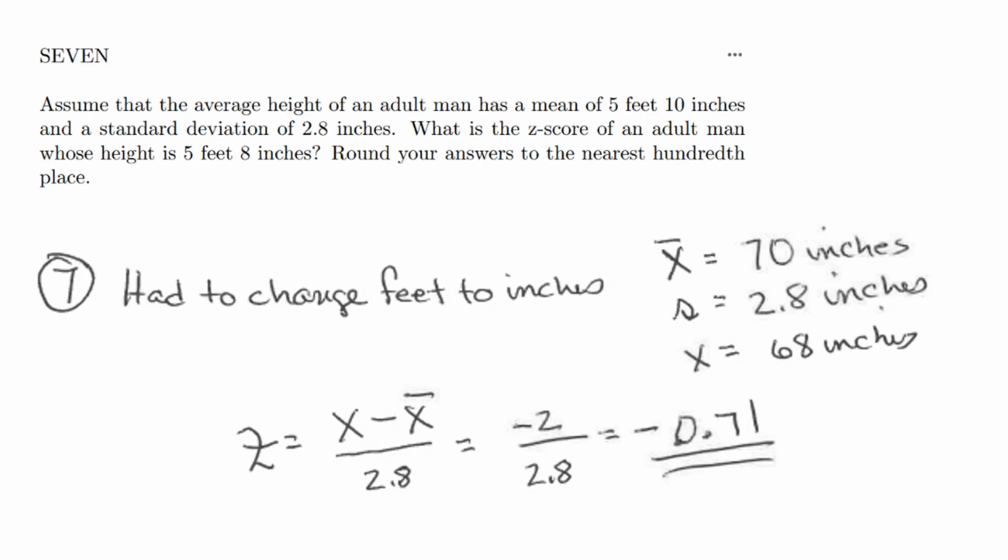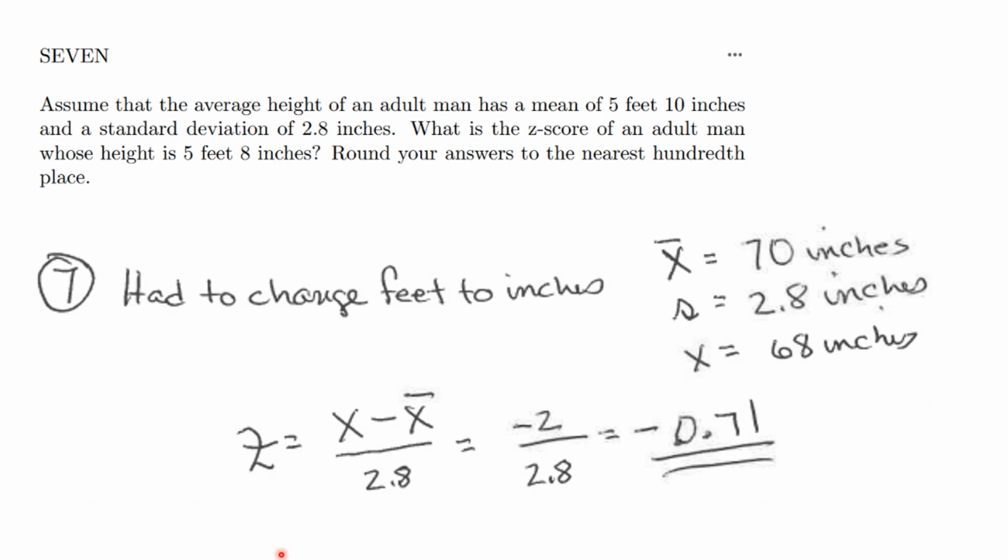Here was a z-score problem. Now you had to be mindful of the units and change feet to inches to do this problem. So the mean height was 5 feet 10, which is 70 inches, because 5 feet is 60 inches. So x bar was 70 inches. The standard deviation was 2.8 inches. And the value we're talking about was an adult who's 5 feet 8 inches tall. And so that means that 5 feet, again, is 60 inches, so that's 68 inches.